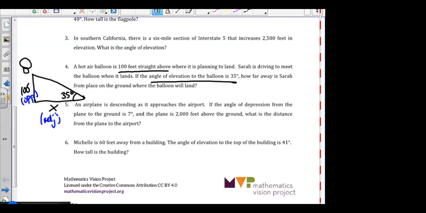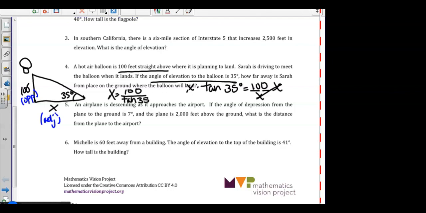So we're going to solve the tangent of the reference angle of 35 degrees equals 100 divided by x. To solve this, we need to get x by itself, so let's multiply both sides by x. And then to get x by itself, we will have to divide by tangent of 35. So we will have to divide 100 by the tangent of 35.